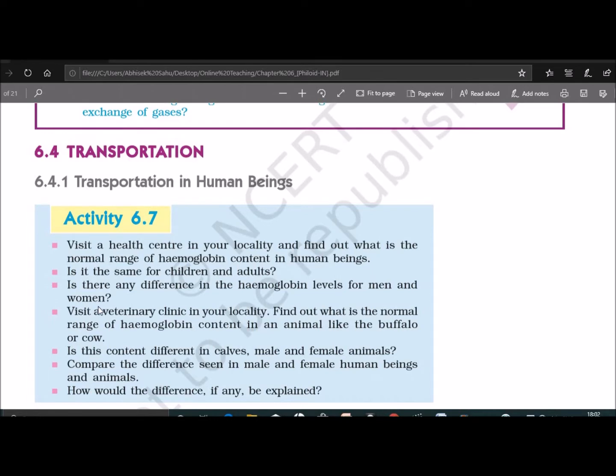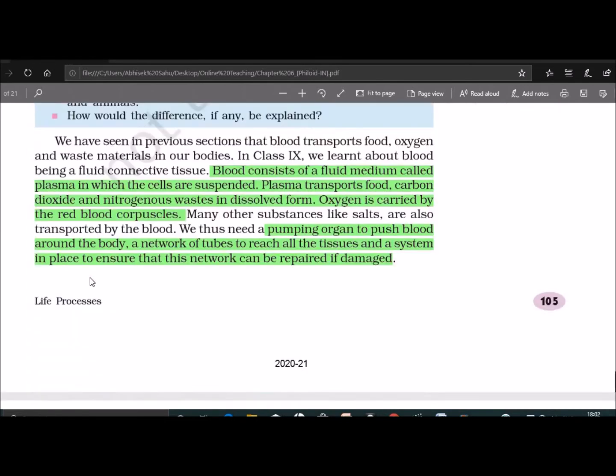Today, in this video, we will learn about the transportation in human beings. Transportation is the movement of the material from one part of the body to another. Transportation occurs in all the organisms from the microscopic one to a large one.